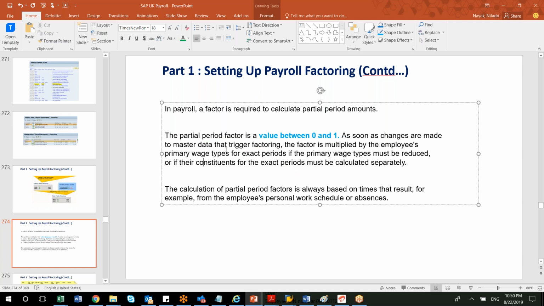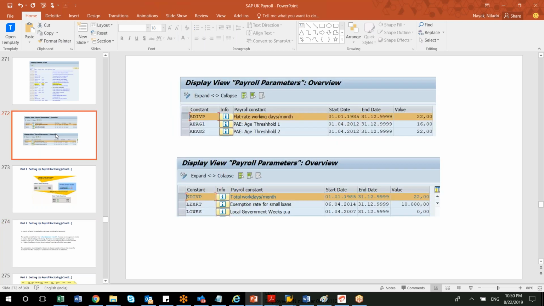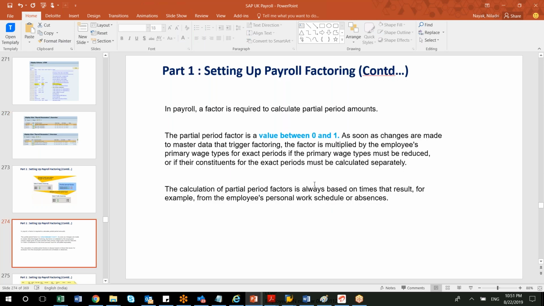So from a particular date, you have been transferred, or your pay has been revised, or your pay has been reduced due to absence, unpaid absence. That is the overall concept. I have also explained it in one of these things. Here you can see the value will always be between 0 and 1, and it will mostly be based on your PWS. Whatever personal work schedule you have, it will go based on that data only.